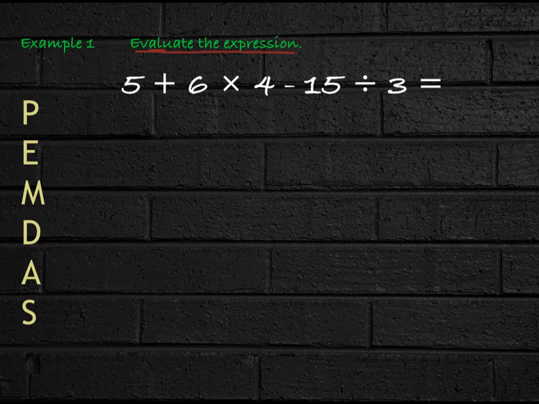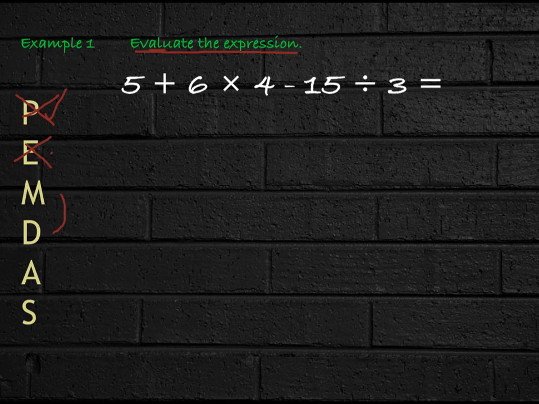Now, here's an example. And it asks us here in the directions to evaluate the expression. Evaluate, again, means to solve. Now, first thing we're going to do is we're going to look right here, and we're going to do parentheses. Do we have any parentheses? I don't see any parentheses, so we're going to move along. We'll mark that out. Now we're going to look at the next thing. Right there we have exponents. Do you see any exponents? There are no exponents, so we can move to the next step.